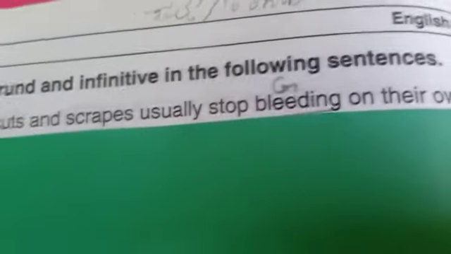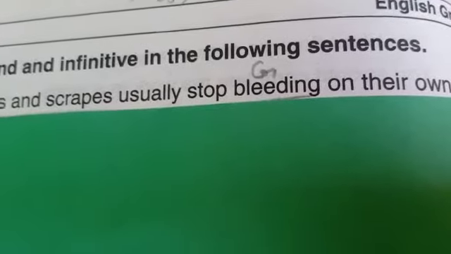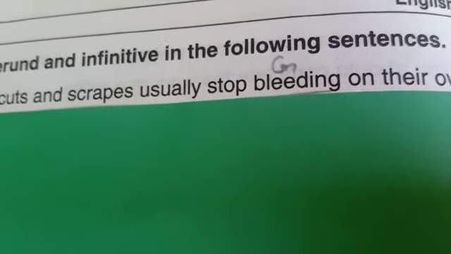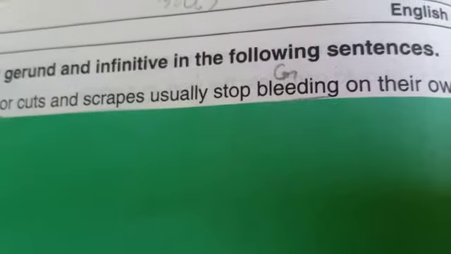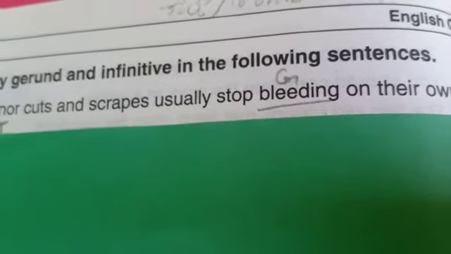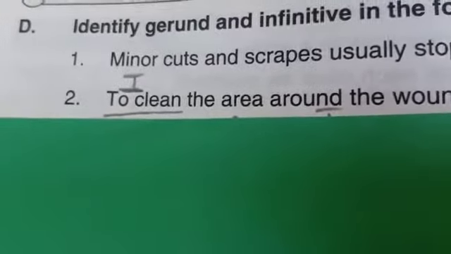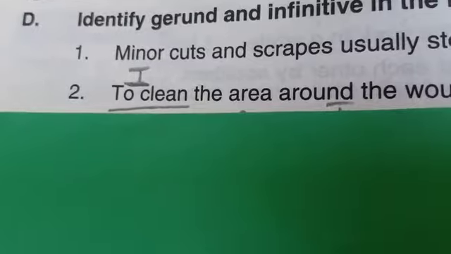Now you can see here bleeding. Bleeding is the verb first form plus ing and you can underline it as a gerund. Number 2, to clean the area around the wound, use soap and a washcloth. Students, in the beginning of the sentence, we can see there is written to clean, and clean is the first form of verb with to. This is showing infinitive. Underline it as an infinitive and mark.